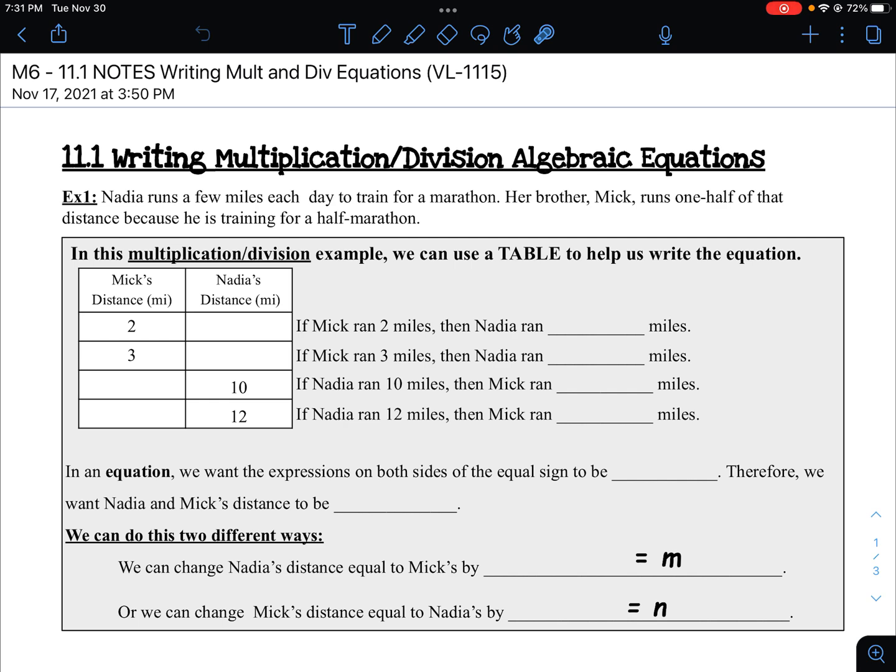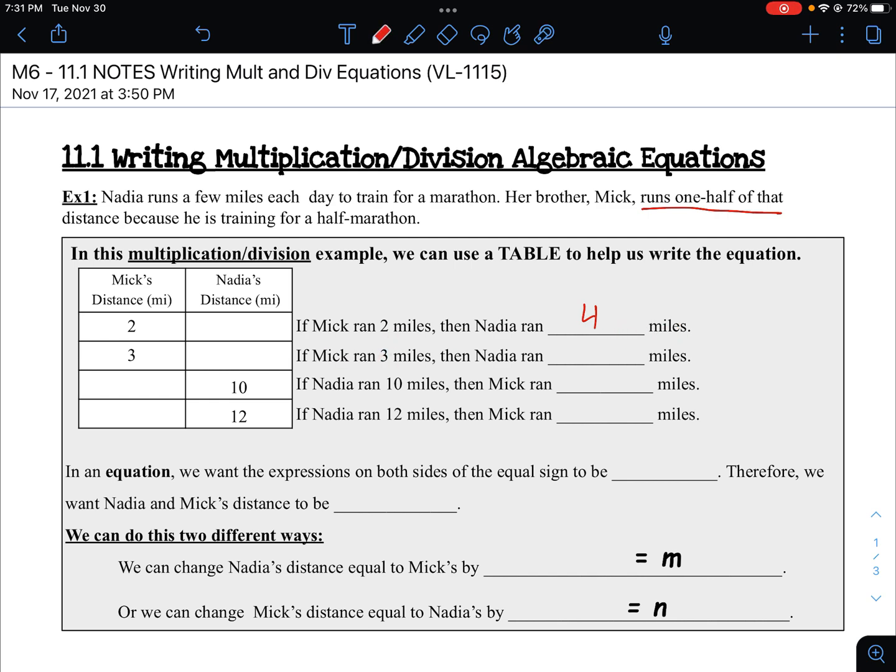So we can use a table to help us figure it out. I've already set up a table for you right here. And knowing what we know, which is that Mick runs half of the distance, we could figure out some information. So if Mick runs 2 miles, Nadia would run how much? Well, he runs half of her distance, so half of 4 would be 2, right? So if Mick runs 2, that means his sister runs 4 because he runs half the distance.